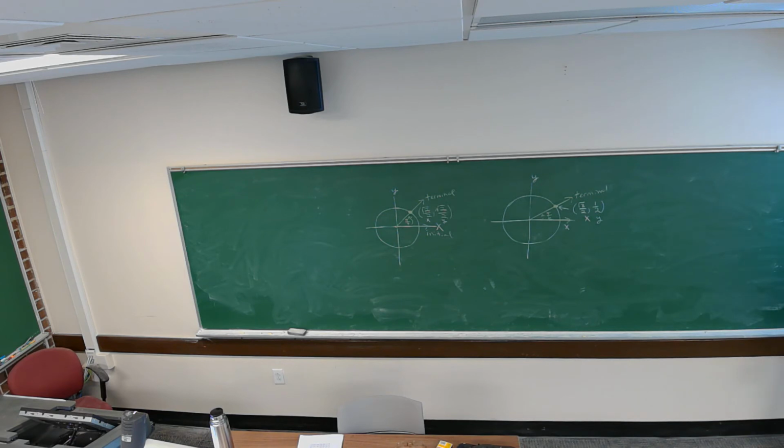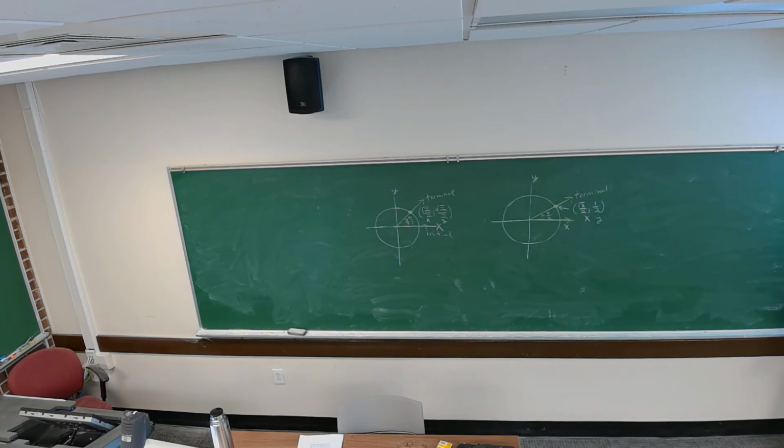Say that again. Why isn't the one in the first quadrant the terminal side? P to the t prime. This here? Yeah. This is the congruent angle. This is the angle that's congruent to this acute angle. So the congruent angle is always in the first quadrant.